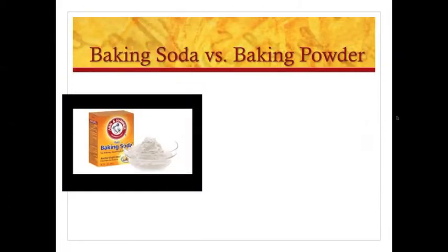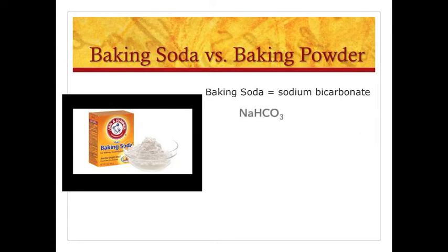You've seen this. Baking soda is essentially sodium bicarbonate. Now, you guys know what sodium bicarbonate is because you know that sodium is Na and the bicarbonate radical is HCO3. So sodium bicarbonate is NaHCO3. And this is a base. We haven't really talked about acids and bases yet. Right now, what we need to know is that a base is going to react with an acid.